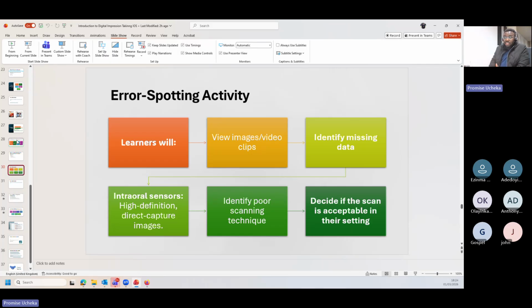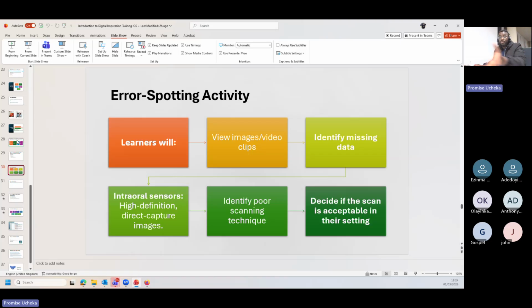Okay, see if there are areas where you can see some high definition direct capture images. Just see if you can describe what's going on, what's wrong with this image, and what's right about it. Try to identify any poor scanning. So think about the videos you've watched previously. Is there anything you've seen that represents an image of a poorly performed scan? Okay, and see if any of the scans that you've seen or are going to see again is going to be accepted.